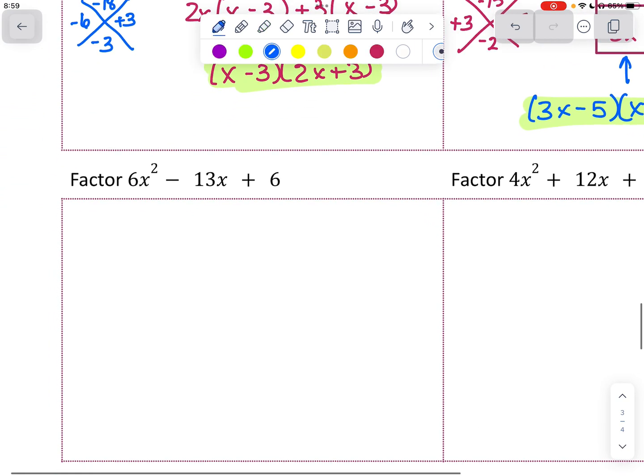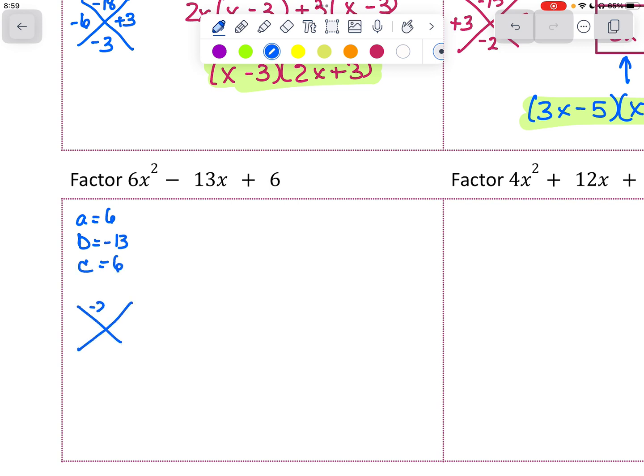The last two, a is 6, b is -13, c is 6. Two numbers that multiply give me positive 36 that add to give me -13. Let's see, is 1 and 36, 2 and 18, 3 and 12, 4 and 9, 6 and 6. So positive 36 means they're both going to be positive or both negative. Since this is a -13, they've got to both be negative, so it's -4 and -9.